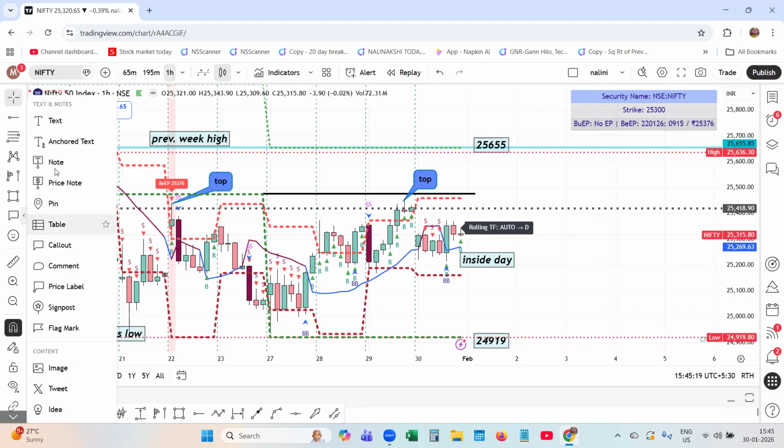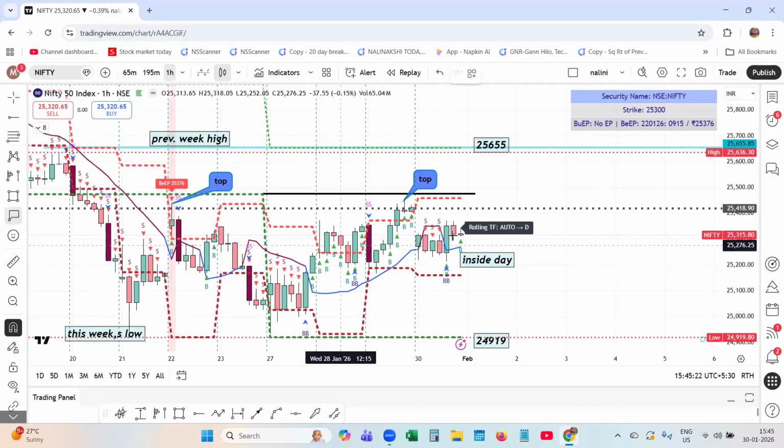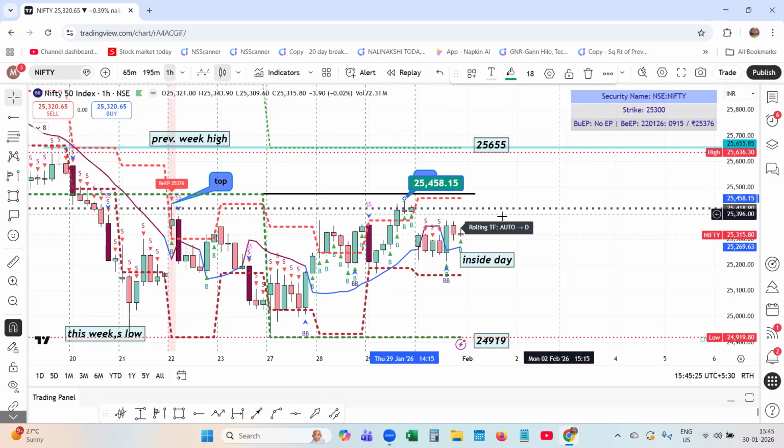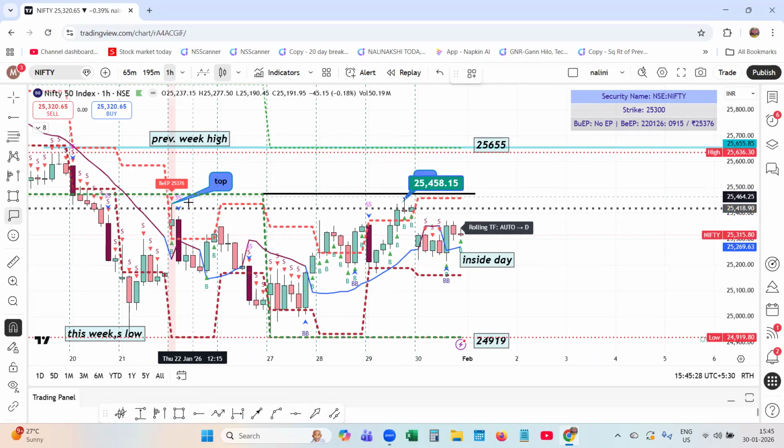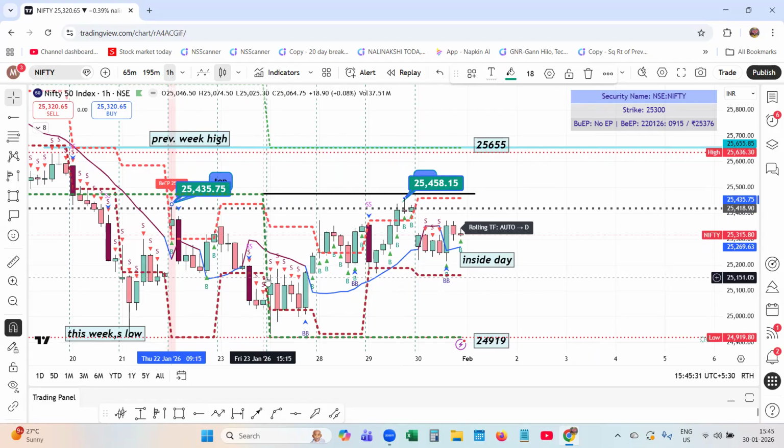Let me put the price level so that you can see. 25,458 and 25,435, almost a double top it has made, and it has rotated after the fall. After the fall from 25,655, the market rotated within the range of 25,435 to 25,990.